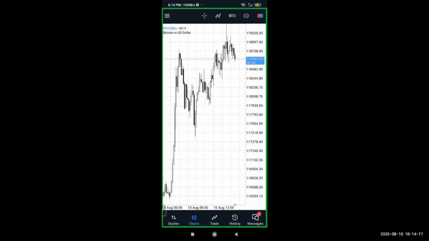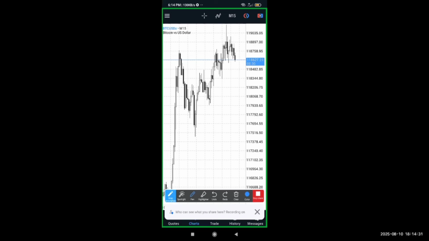So I am in my MT5 now. What I am going to do is to use these buttons. So I'm going to use these two buttons. Let me just annotate them for you. These buttons that you are seeing and these other ones, they are very important for you to calculate and also to use them for your entries.